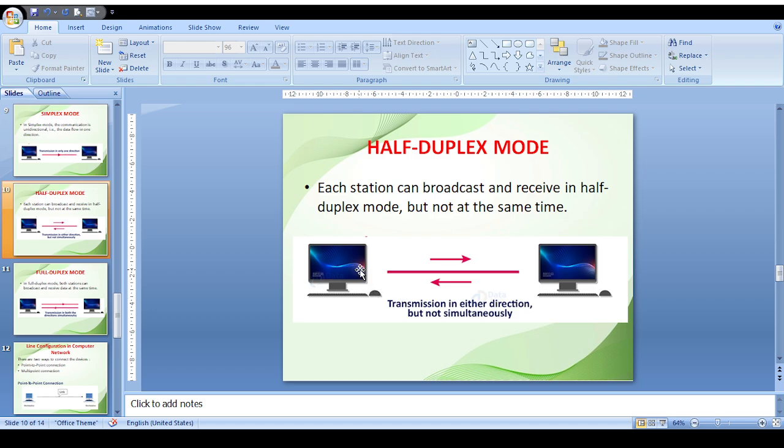Another example is two people talking on a walkie-talkie, where only one person can speak at a time. So half duplex is bidirectional but not at the same time. This is half duplex mode.